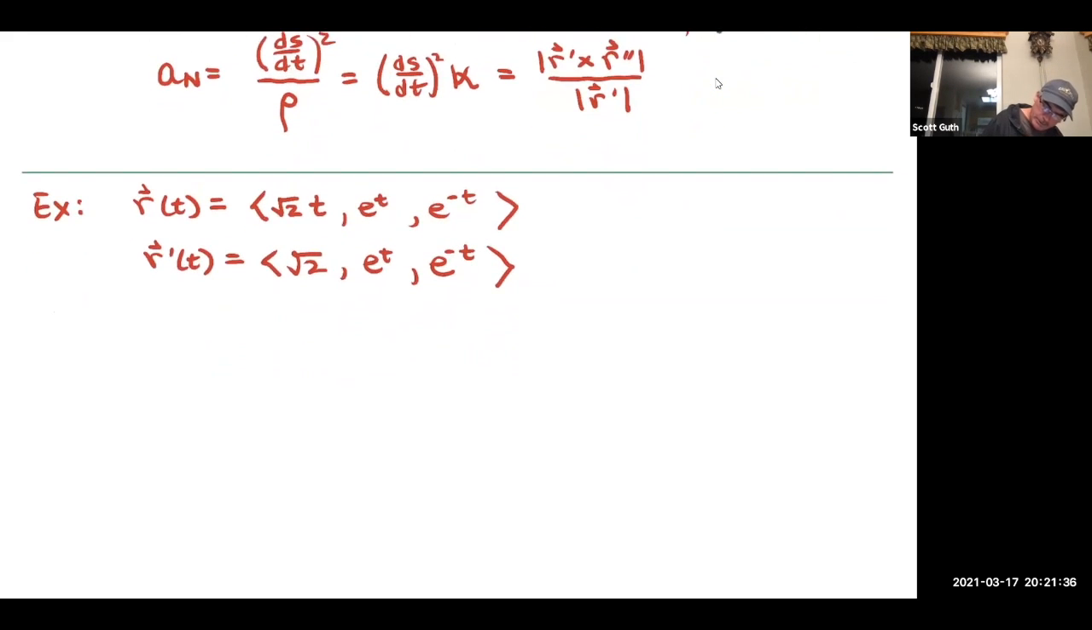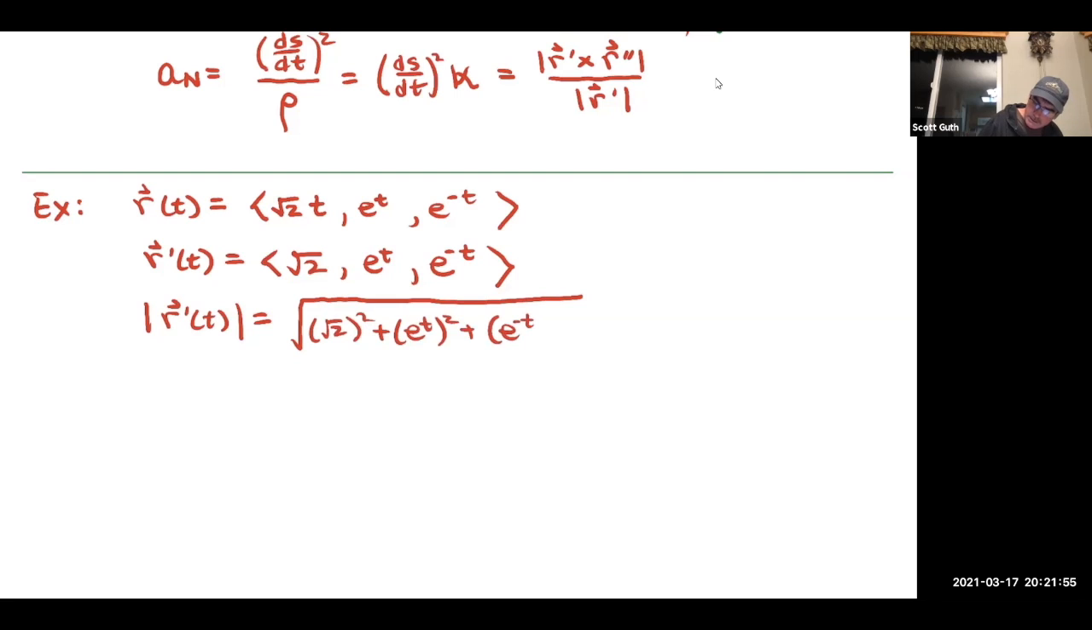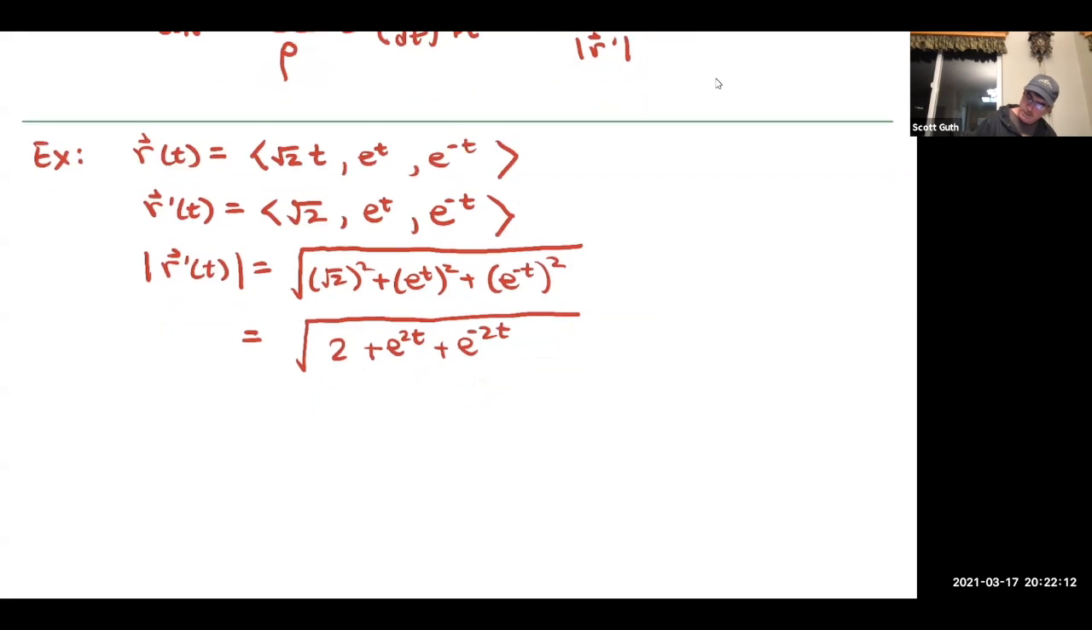Okay. Magnitude of R prime of t. Well, here goes. So I'm going to have root 2 squared plus e to the t squared plus e to the negative t squared. And I promise you this will be a perfect square. It's going to be 2 plus e to the 2t plus e to the negative 2t. And just to let you know, if you do e to the t plus e to the negative t squared, you get e to the 2t plus 2 plus e to the negative 2t.